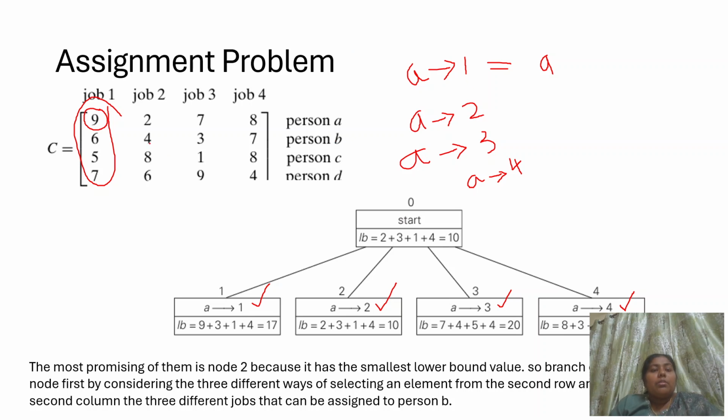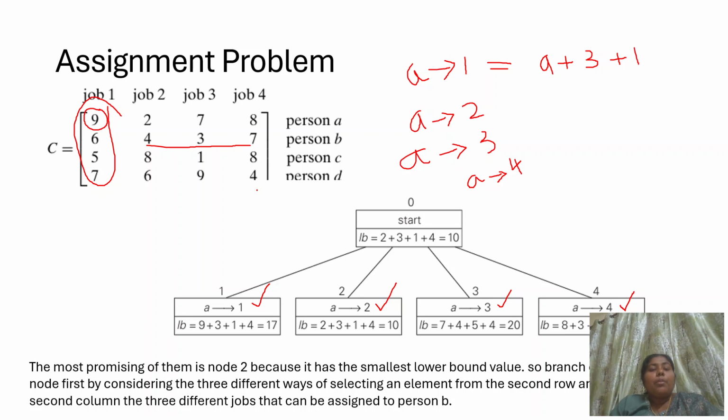4, 3, 1. What is the lowest cost in this one? 3 is the lowest cost. So I am just giving here 9 plus 3. And next one, 8, 1, 8. What is the lowest cost here? That is 1. So I am just selecting 1.